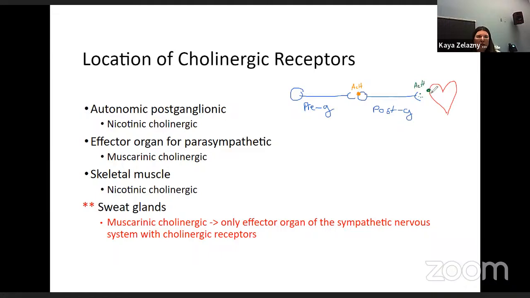But now we're going to have this G protein coupled receptor with a more complicated potential response in this affected organ. So that is our muscarinic cholinergic receptor. So the muscarinic is that one. The nicotinic is that first one.